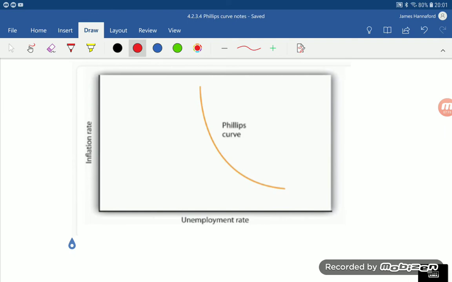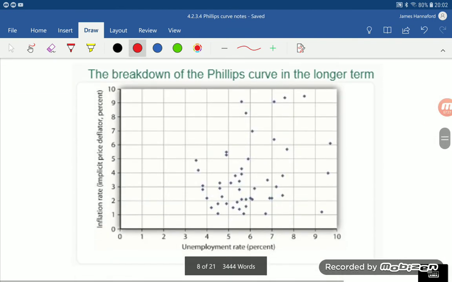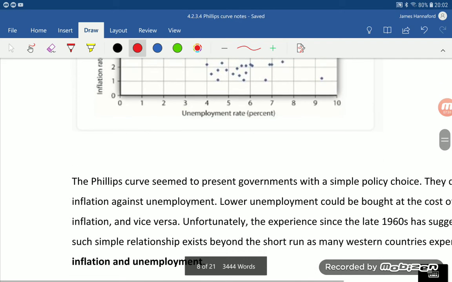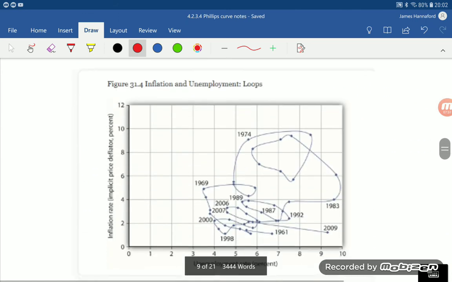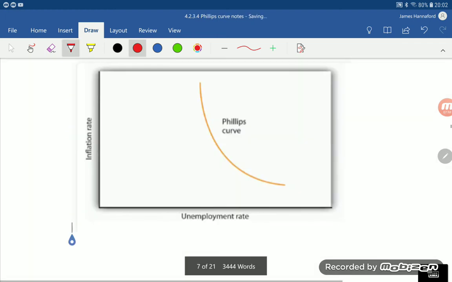So if I just show you my notes, and you can find these in Google Classroom, you can see there's our short-run Phillips curve. Nice clear trade-off between inflation and unemployment. If I scroll down, you can see that over the longer term, the trade-offs seem to break down. There is no clear line of best fit going on. Moreover, you can see this sort of pattern emerge. So there is no clear line going down of a nice trade-off because it is all circular.